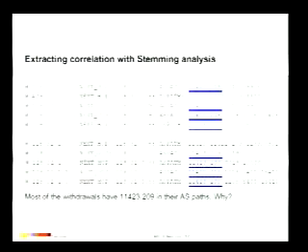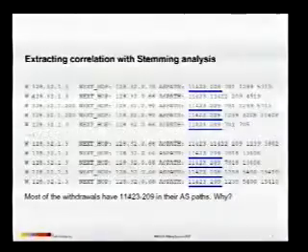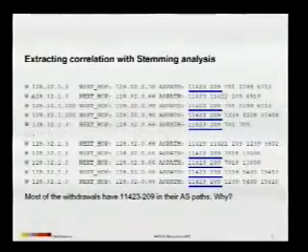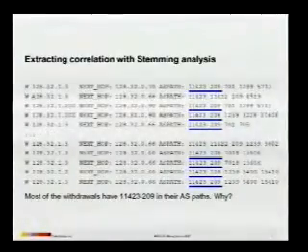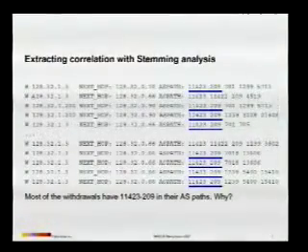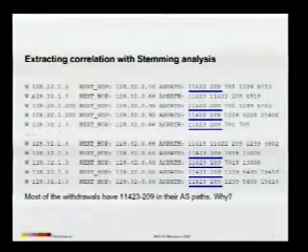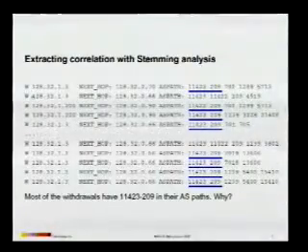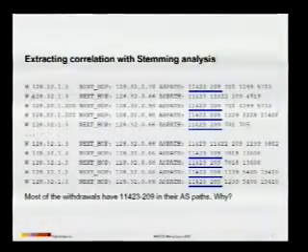Now, let's take a bunch of events from that event stream, a bunch of withdrawals, and look at what they look like. You see, most of the withdrawals from that event spike have 11423 and 209 in the AS path. 11423 is Karen and 209 is Quest. And you see the BGP router IP address and the next hop. But why do they have this common portion?